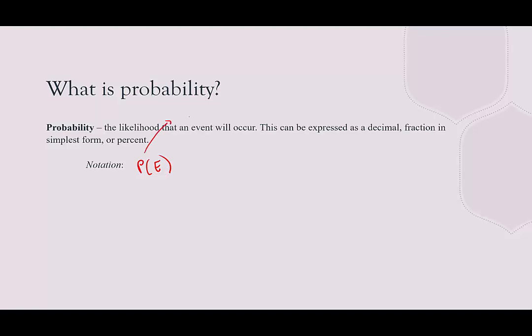So again, just to reiterate, this stands for probability of. This is not multiplication, this is just a function notation. And then inside the parentheses, this is whatever event we're looking for, usually represented by a single capital letter, if possible.